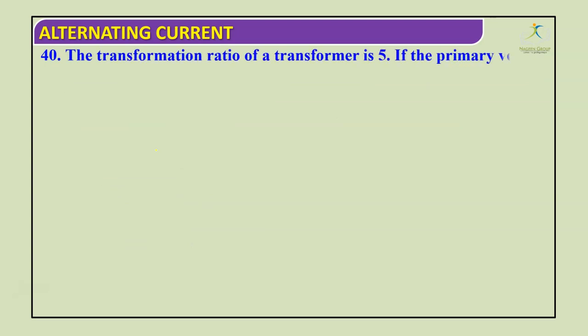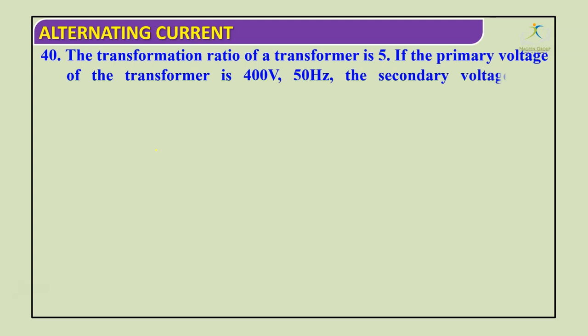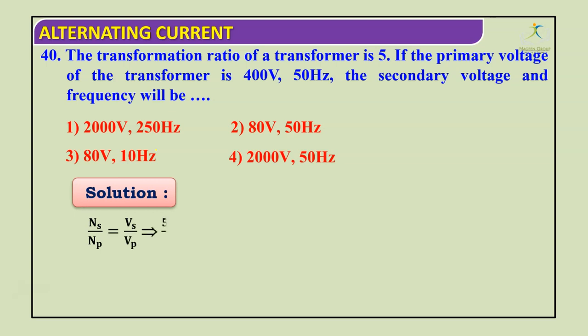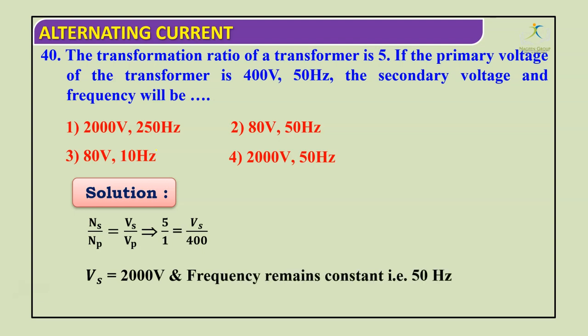Next and the last question we have, the transformation ratio of a transformer is 5. If the primary voltage of the transformer is 400 volt, 50 hertz, the secondary voltage and the frequency will be 2000 volt, 50 hertz; 80 volt, 50 hertz; 80 volt, 10 hertz; or 2000 volt, 10 hertz. We have the same formula: Ns by Np is equal to Vs by Vp. I put in all these terms and get the result: Vs is equal to 2000 volt and the frequency remains constant, that is 50. So the correct option will be 4.